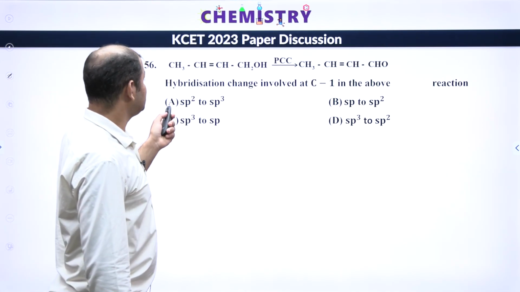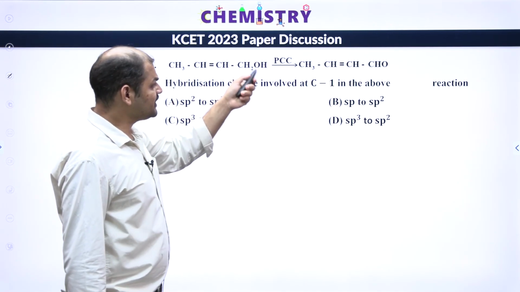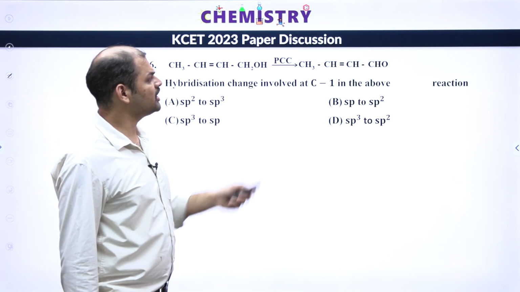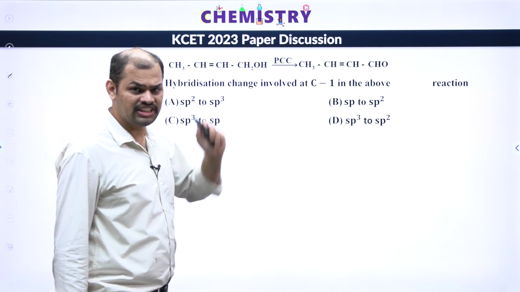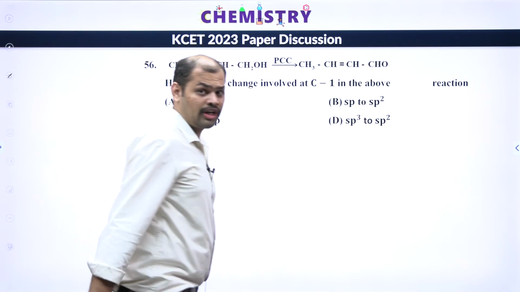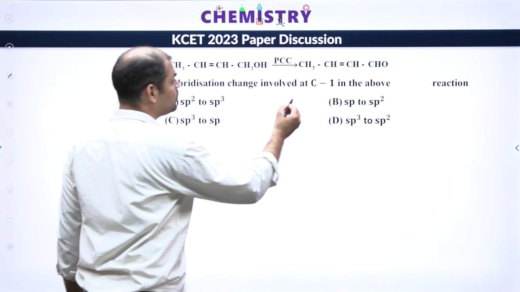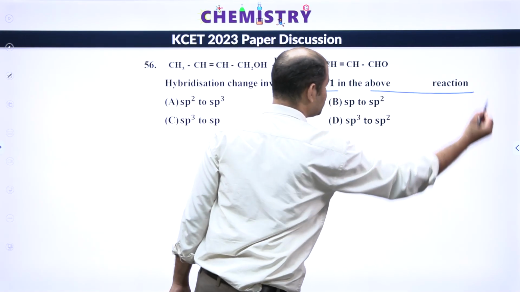56, that is CH3 CH double bond CH single bond CH2OH, in the presence of PCC, is converted to CH3 single bond CH double bond CH single bond CHO, which means here the alcohol is converted to a carbonyl group, which means an aldehyde group, we can say that. So they are asking about the hybridization change involved in the C1 in the above reaction.